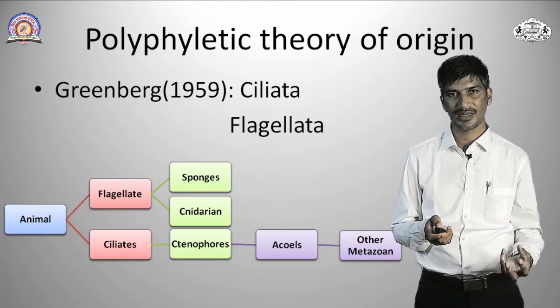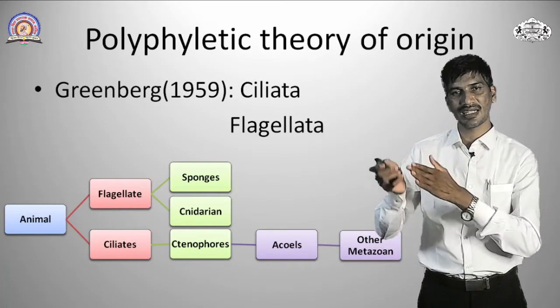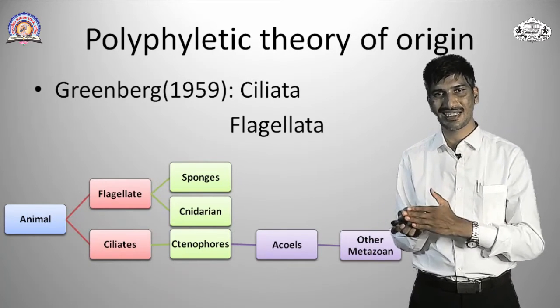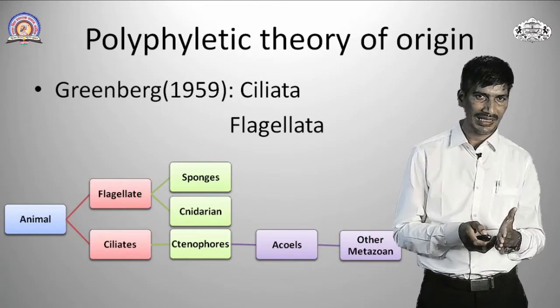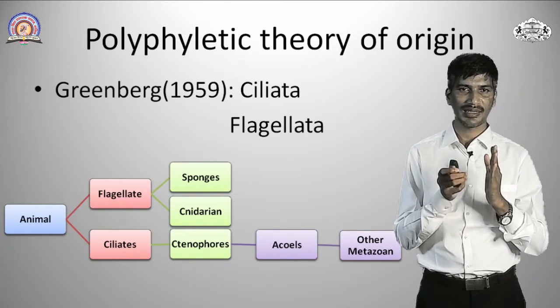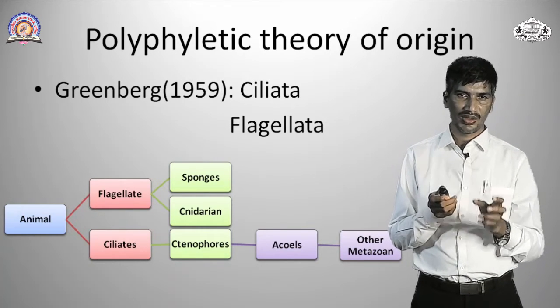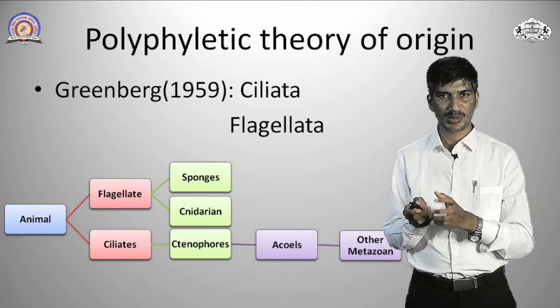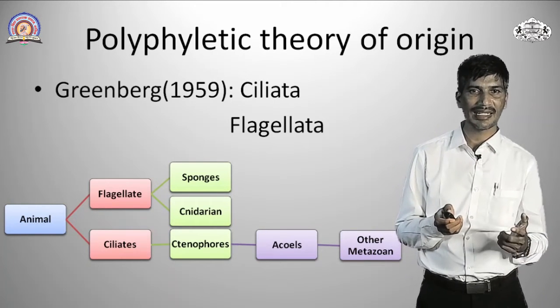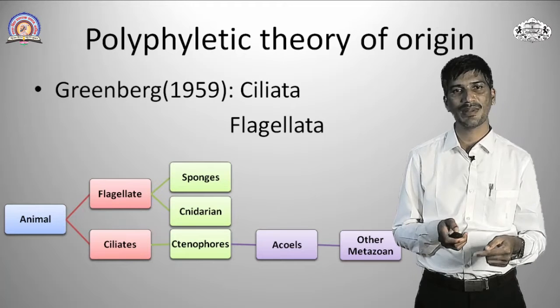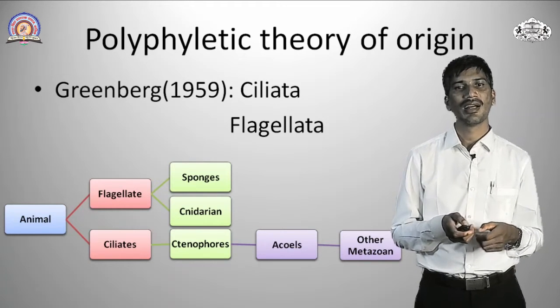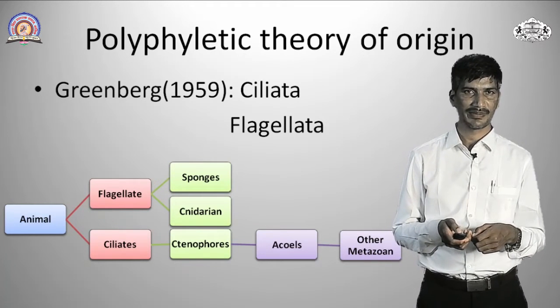For example, the flagellated organism is another lineage, the development of the sponges and cnidarian. The flagellated animal participates in the development of sponges and cnidarian, and the ciliated animals actively participate in the development of the higher groups of the metazoan animals.